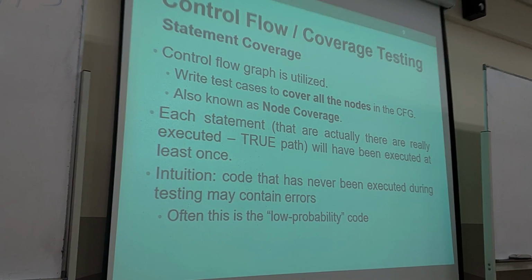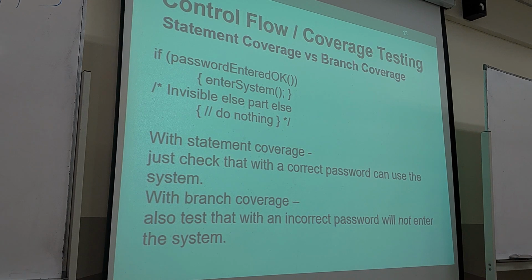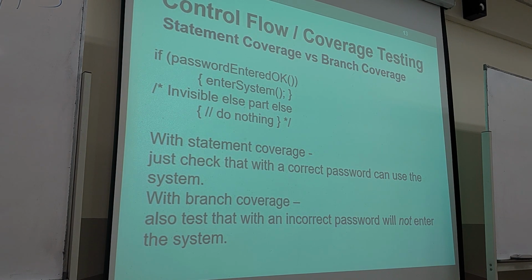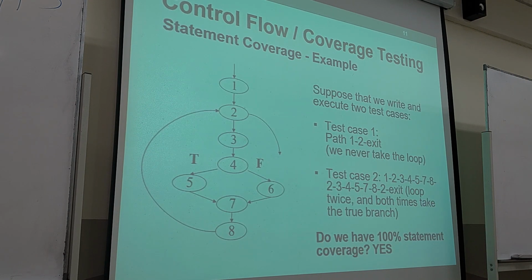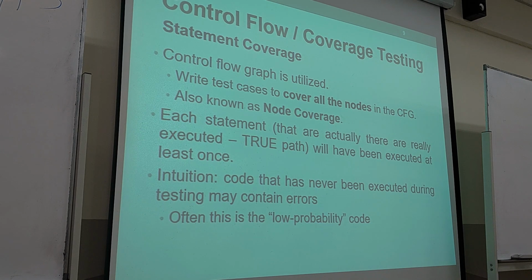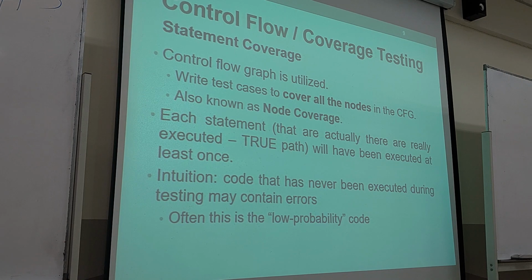Let's assume we use this example. We have a decision, a login, and when the password entered is correct, what will happen? It will give access to the system. But if the password entered is invalid, then it must do something else, which is the false part. So with statement coverage, once we have covered the true part, it means we have already tested the program 100%.